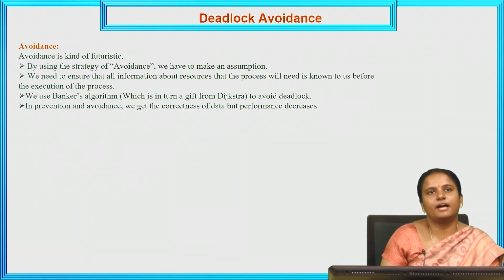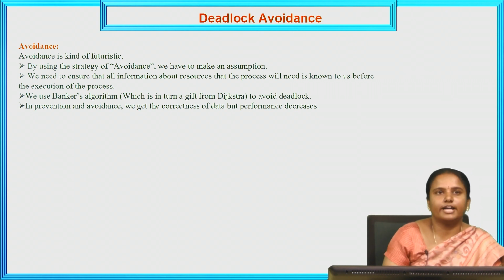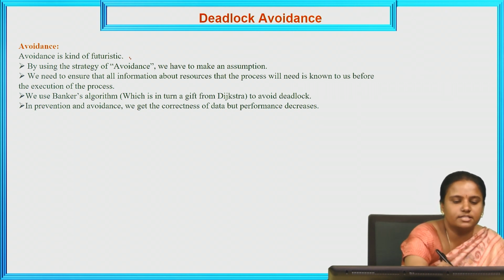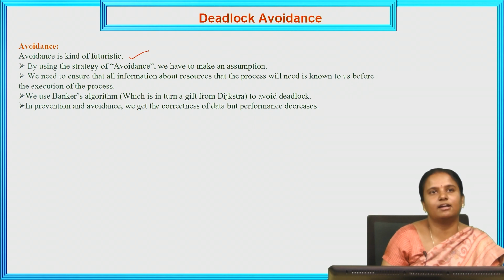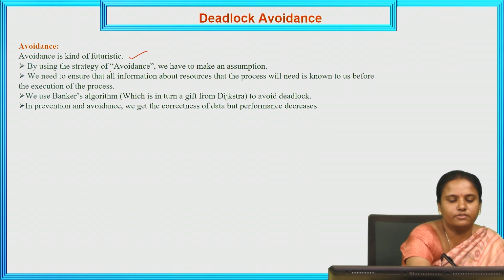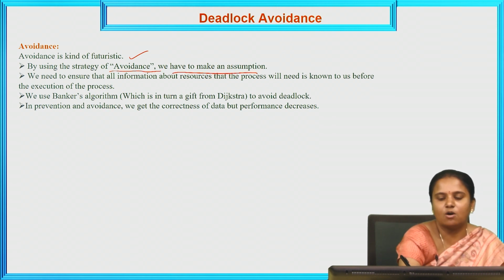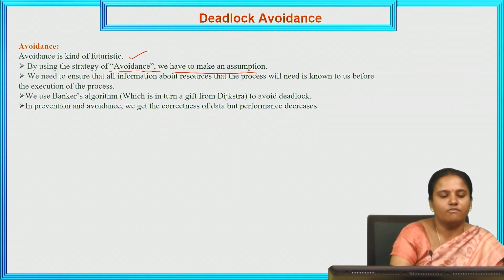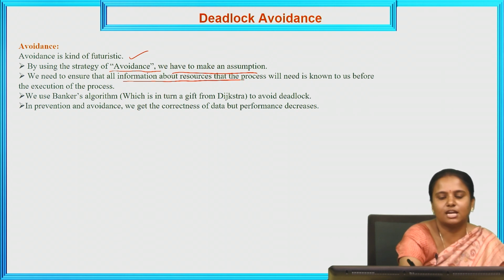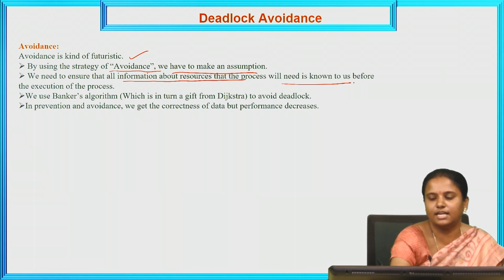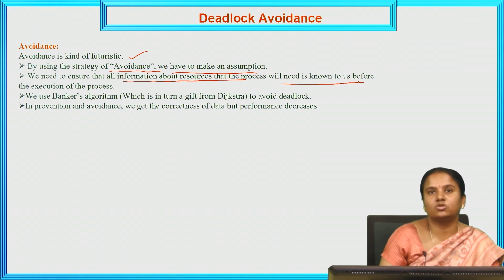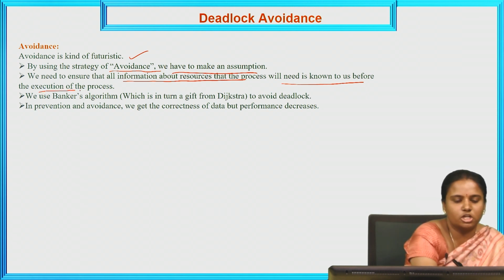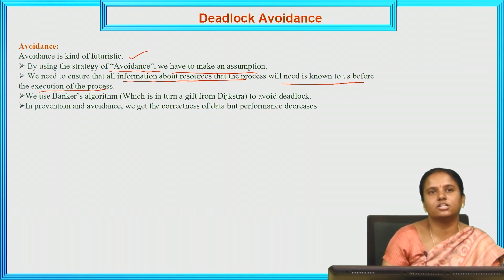Next, what do I mean by avoidance for this deadlock? Avoidance is kind of futuristic. Futuristic is nothing but the deadlock should be avoided for the future. So by using this strategy of avoidance, we have to make some assumptions. Assumptions means we can remove some errors. We need to ensure that all information about the resources that the process will need is known before the execution of the process.